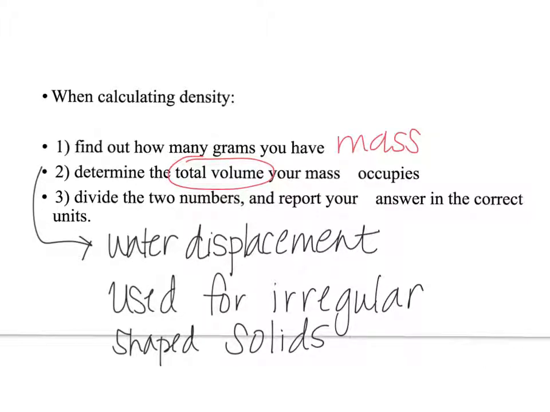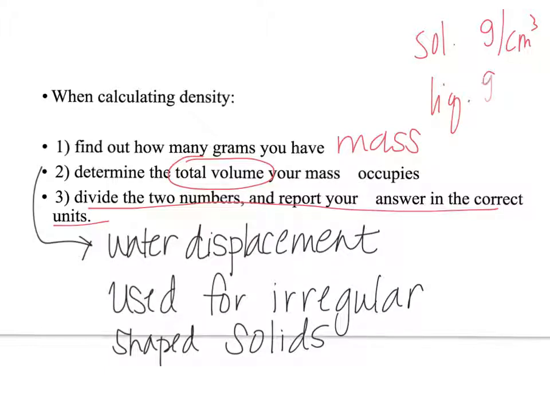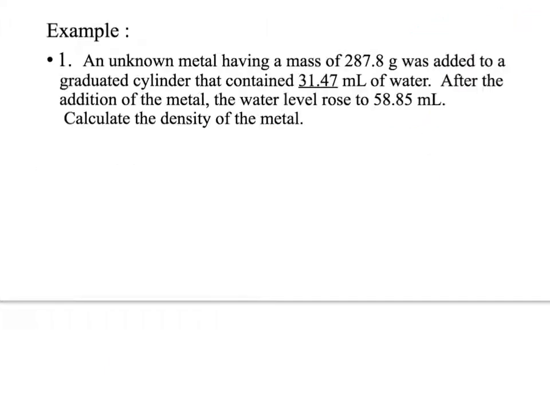And then, of course, the last step is to divide the two numbers and report your density answer in units. And remember, for solids, we use grams per centimeter cubed. For liquids, we use grams per milliliter. And then for gases, we use grams per liter. Okay? All right, so let's try this example problem.